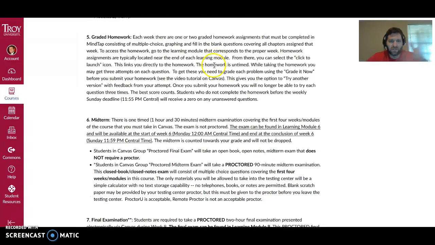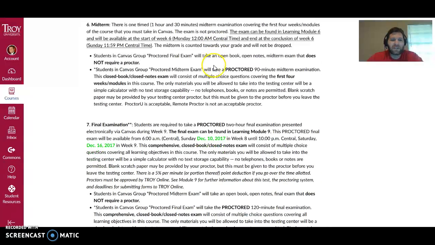Graded homework just goes along with your MindTap stuff there. Midterm and final exam, it explains when your midterm is, when your final exam is. Your midterm for this course for everyone is going to be in week 6. Some of you will take a proctored exam. Some of you will not take a proctored exam. Your final exam occurs in week 9.